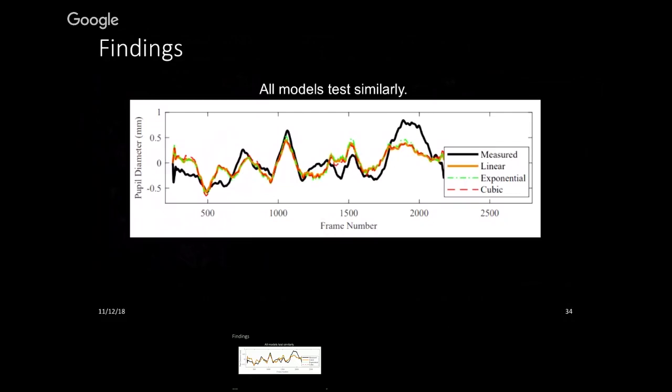Okay, so we use this. What you see over here is the measured pupil diameter in black and the prediction of all of these different models that we tried. And all of the models tested similarly. You couldn't say which one is better, which one is worse in any kind of reasonable way. The reason for that is actually quite simple. These models that we tested did not account for adaptation. They were instantaneous models. Right?